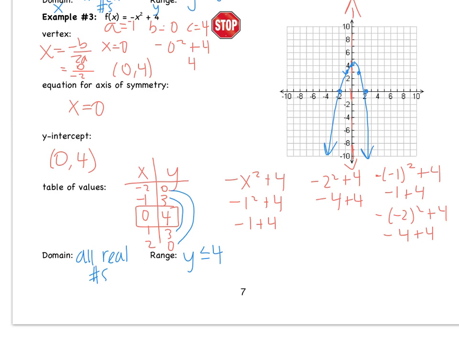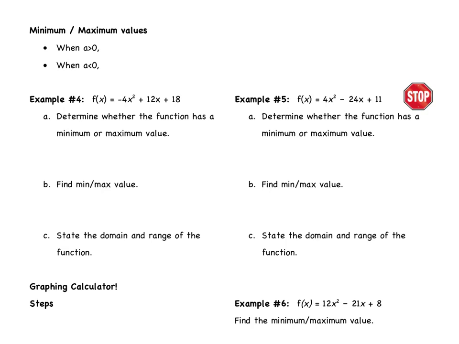So hopefully that went well for you, but again, like I said, if you found the vertex wrong, it would have messed up the rest of the problem. So that's graphing. Right now, we're going to switch gears a little bit, but kind of stay within graphing. Right now, we're going to find what's called the minimum and the maximum values. So when that a value is positive, when it's greater than 0, the graph opens up. If it opens up, it has a minimum value.